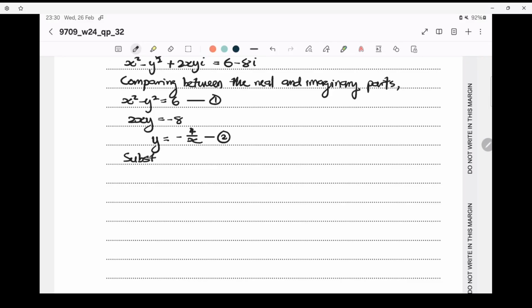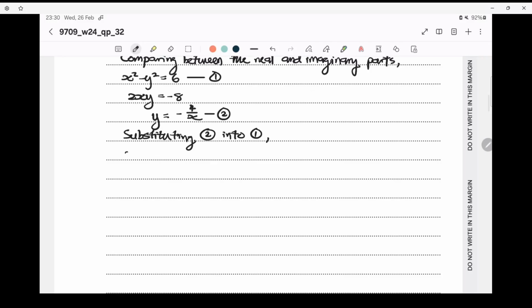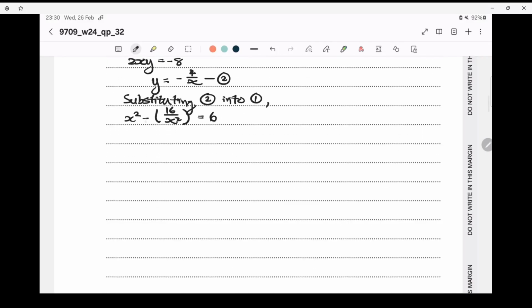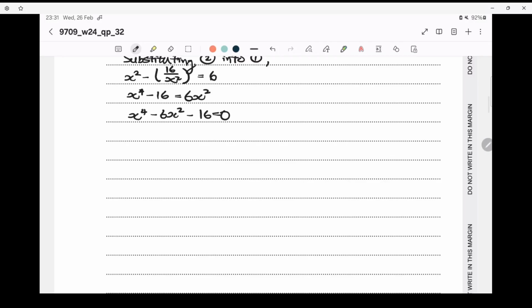So substituting 2 into 1, you will have x squared minus y squared, which is 16 over x squared, equals 6. Alright, so you multiply x squared on left and right. So you have x power 4 minus 16 equals 6x squared, or x power 4 minus 6x squared minus 16 equals 0. So then you can do the factorization.